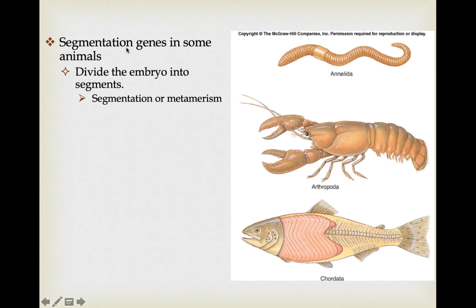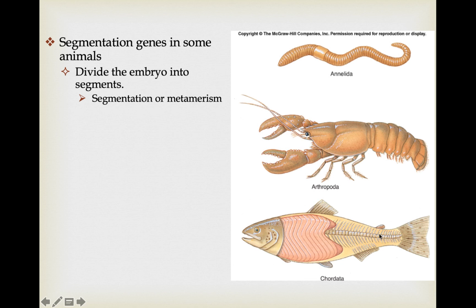In some animals, their bodies are divided up into segments. And so in this case, segmentation genes help to divide the embryo up into those individual segments. So expression of genes in different cells break the body up into segments. So we see clear segmentation in an annelid. We have some segmentation here seen in this crustacean, this lobster or crayfish. And then we even see segments in vertebrates.